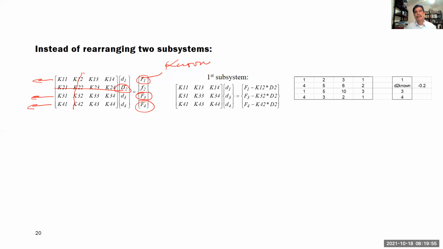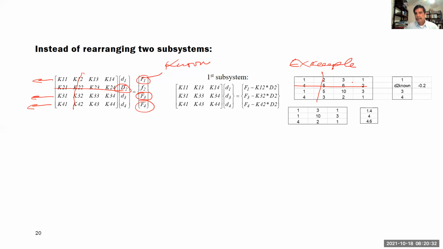This is an example. Let's suppose I have this. This is a 4x4, and let's suppose that I have F1, F3, and F4. And let's suppose that D2 is minus 0.2. This is a known value. So what we have to do is take this subsystem. This is what we have here. So we cross this out, times that, and the rest is here.